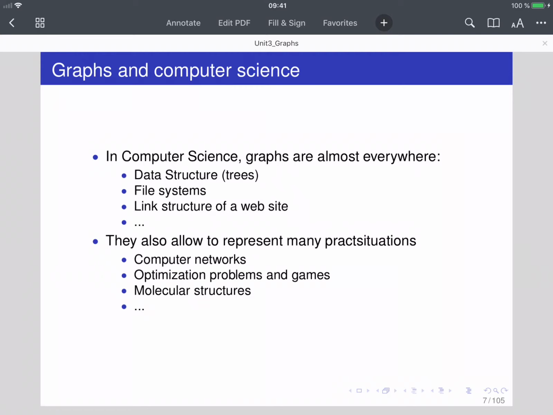So graph theory is almost everywhere, because whenever you have elements which are connected to each other, you have a graph, and you can study the properties of the graph to learn something about your situation. You will see many examples in this unit.